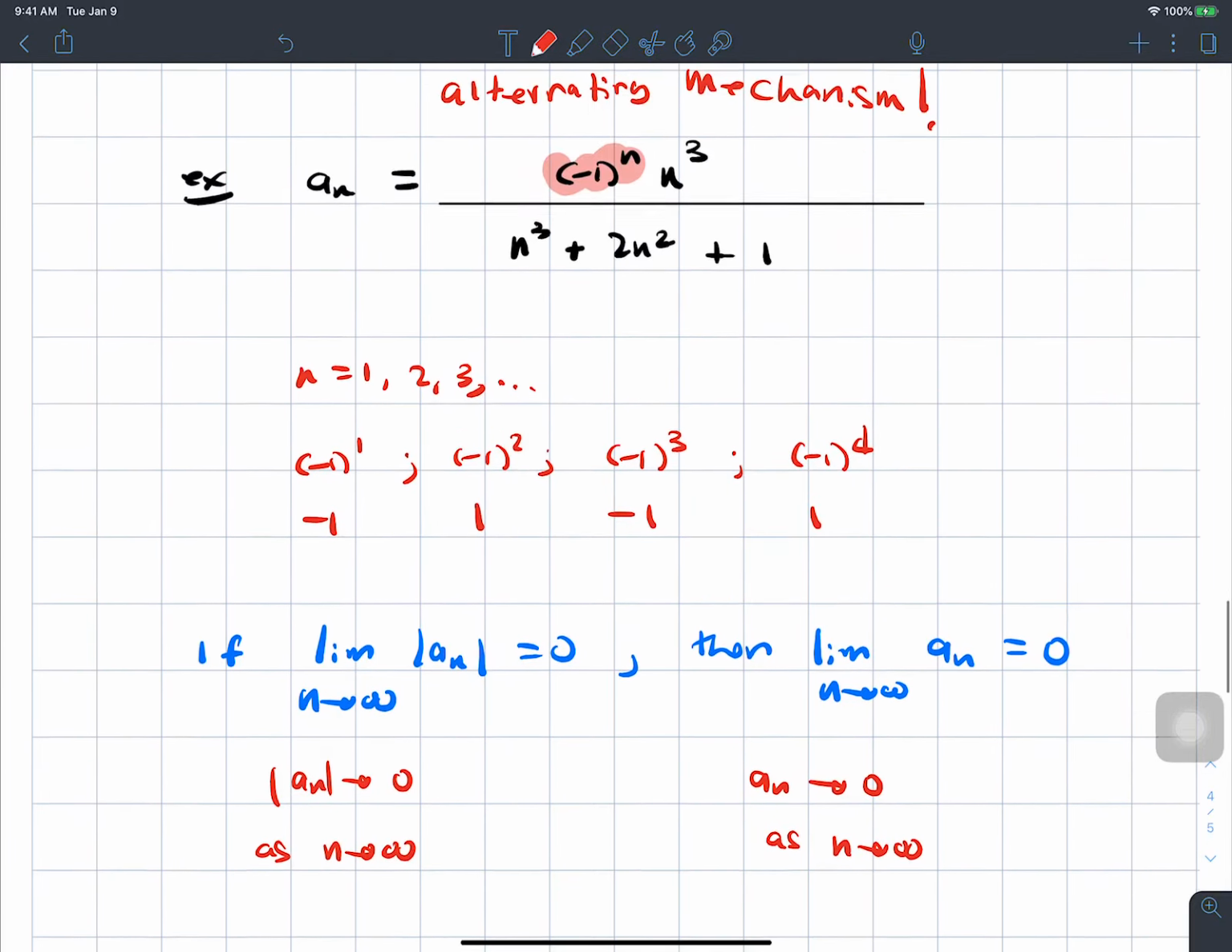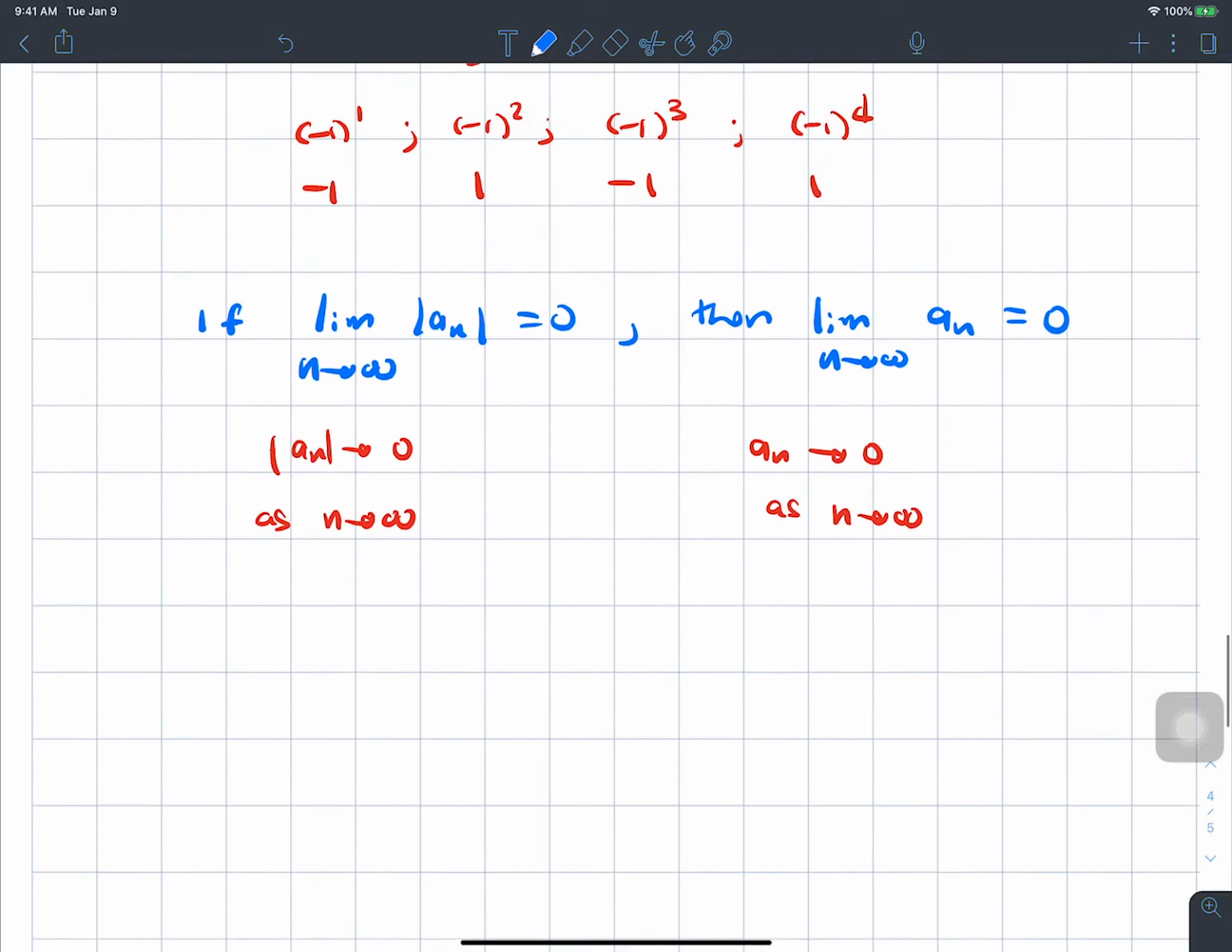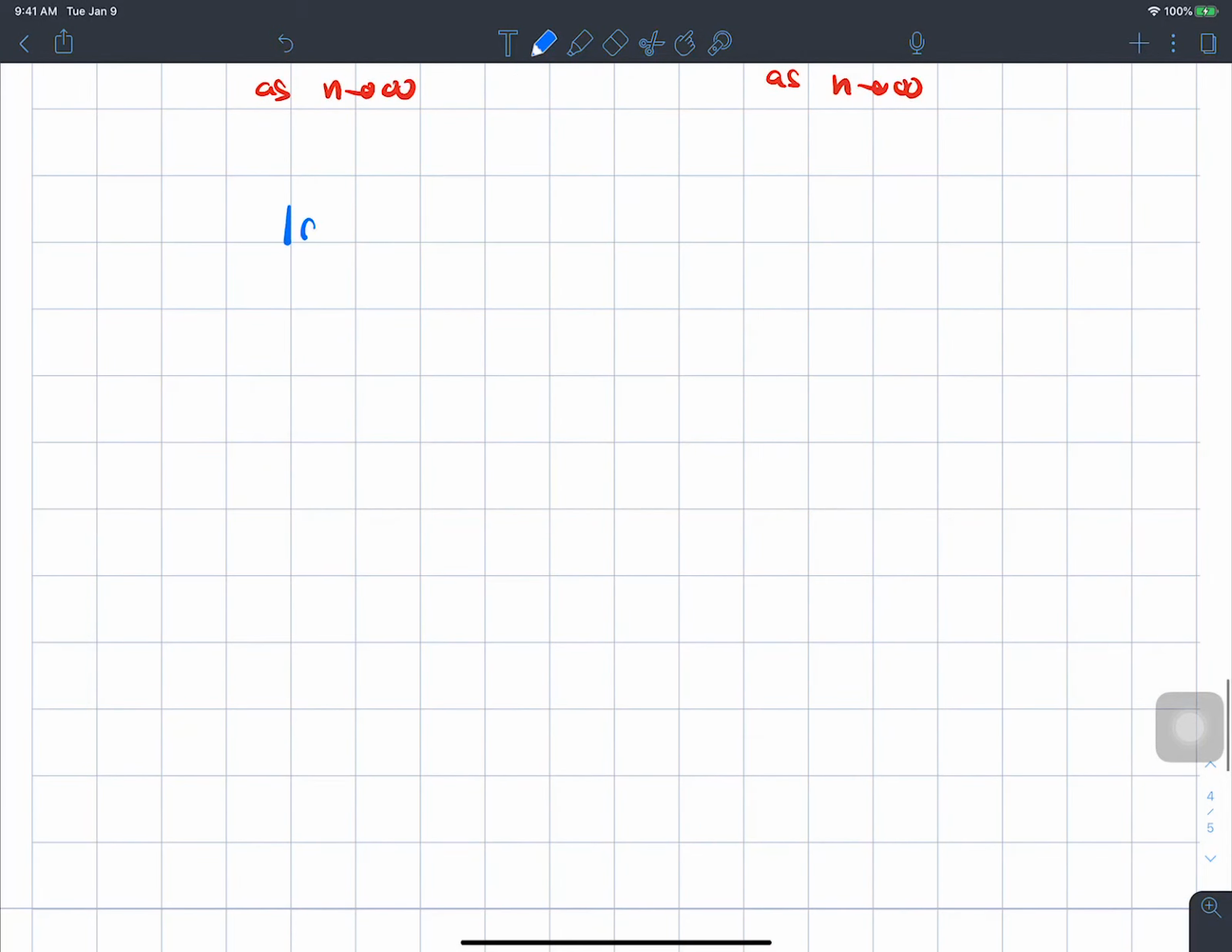Now, whenever you have an alternating mechanism, this is what you're going to apply, ladies and gentlemen. You're going to apply that absolute value to your sequence. And this is what it ultimately means. So let's write this down. It means the absolute value of a_n is the absolute value of (-1)^n, and that'll be n cubed over n cubed plus n squared minus 1. I'm sorry, I think it's plus 1.